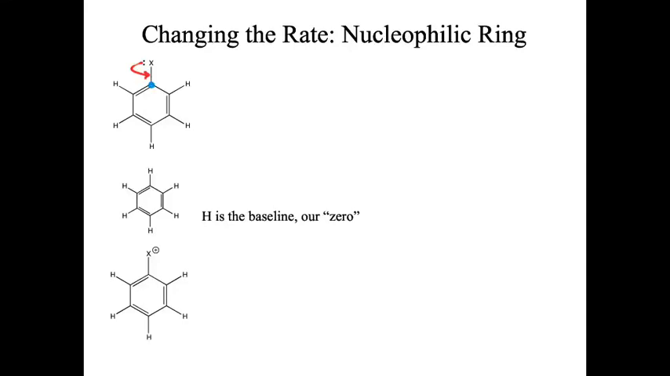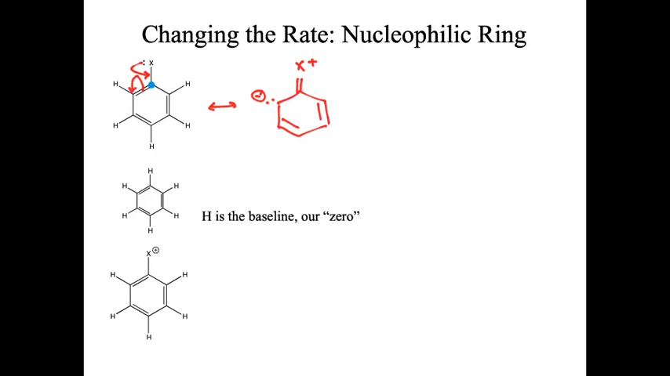In doing so, we would exceed the octet on that carbon. So what do we do? Shuttle those pi electrons onto that carbon. The result of that would be a resonance structure that looks something along these lines, minus all the hydrogens because I don't feel like drawing them. We now have a negative charge on the ring.